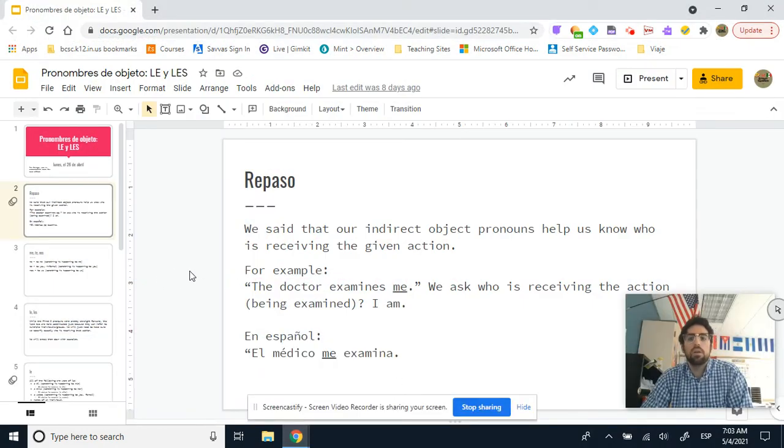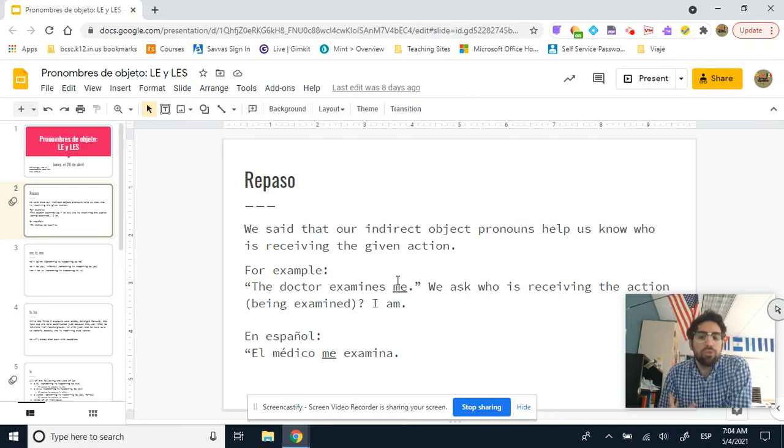All right. We said that our indirect object pronouns help us know who is receiving the action, who is the one that something is happening to. As in this example, if we have something like the doctor examines me, we can ask first who is doing the action, who's the one that is examining, and we know that's the doctor. The next question is who is the one being examined, and it's me.